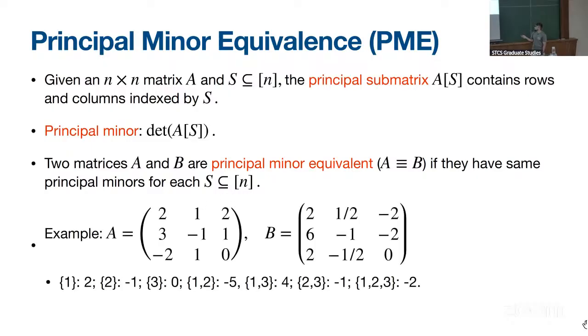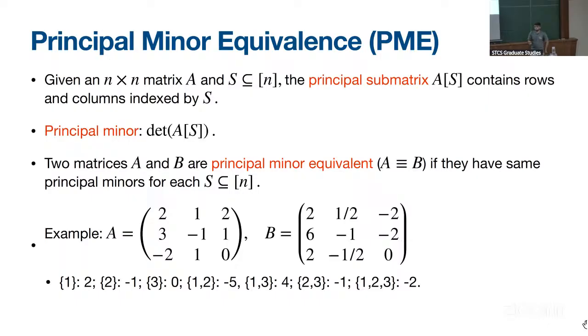So, here is an example of two matrices which are principal minor equivalent. The principal minors corresponding to singleton sets correspond to the diagonal entries. Note that for these two matrices, the diagonal entries are the same. And for all other subsets of the index set, we can also verify that these are the same. We will see this example again later in the slides.